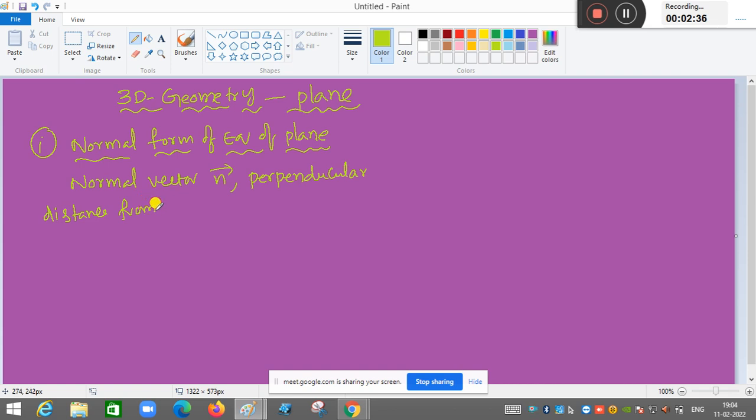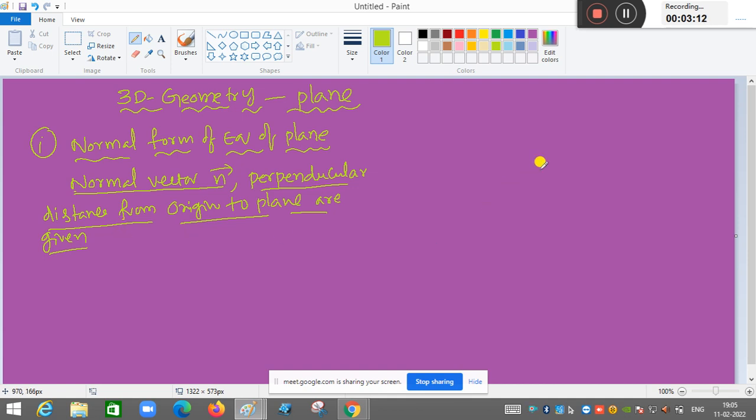from horizon to plane are given. See, under these two things, normal vector and perpendicular distance from horizon to plane, when these two things are given, how to find the equation of plane?